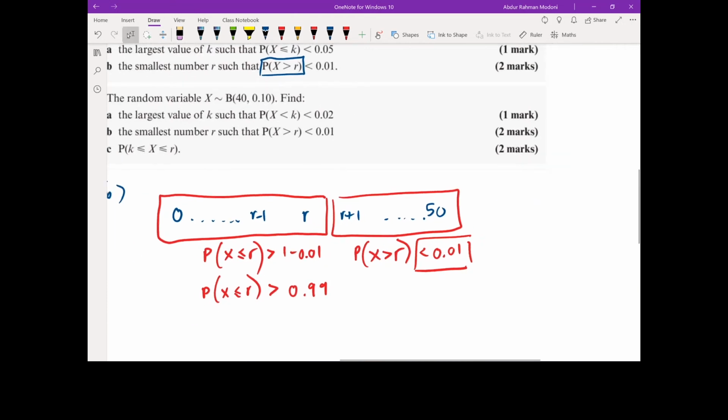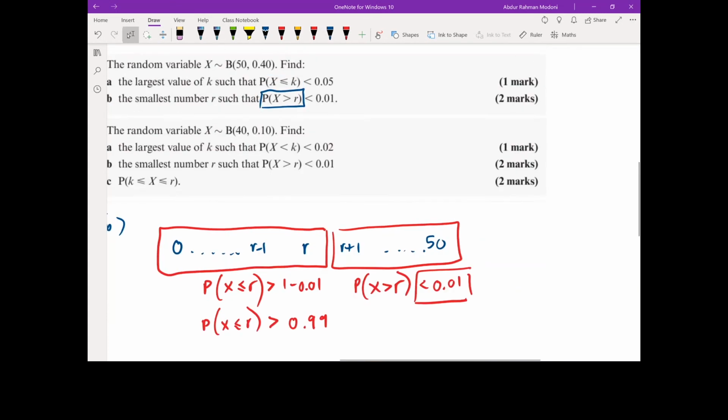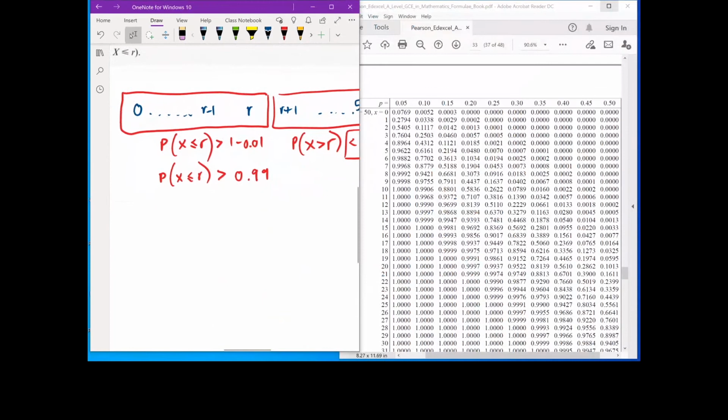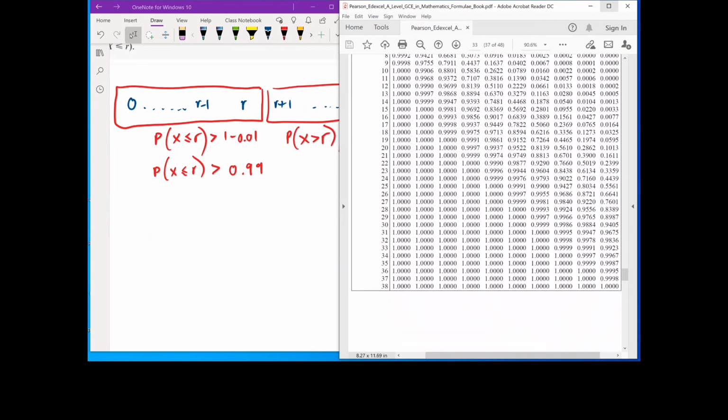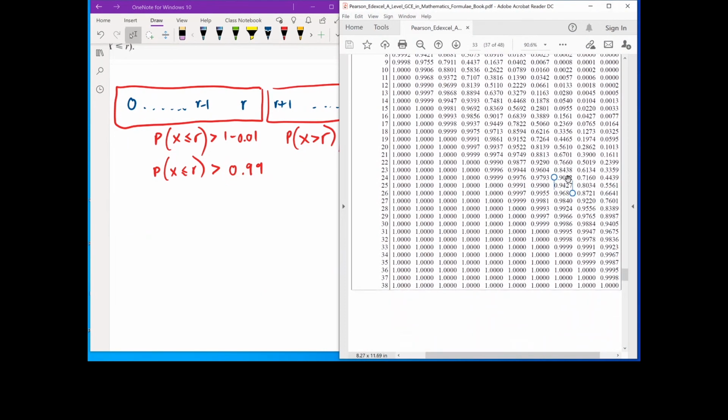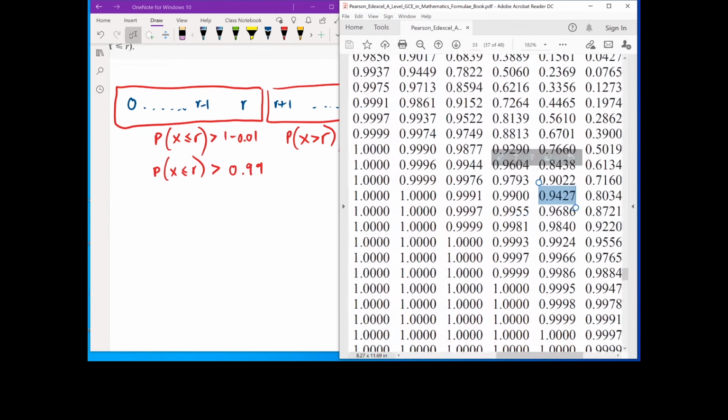Okay, so I need to go and find the table that contains 50 and 0.50 as the n and the p. It's the same table that we used before. Just keep that to the side. So there we are, same table, 50 and 0.4, and I'm looking for a probability that is close to 0.99. So if we go in again, we're looking at this column here. This one's a bit lower than 0.99, and this one is greater than. So it's going to be either one of these two, right? One's lower, one's greater. So I'm going to focus on these two.